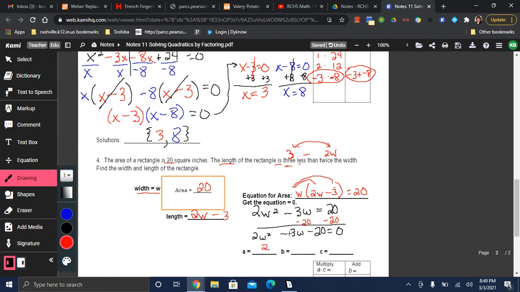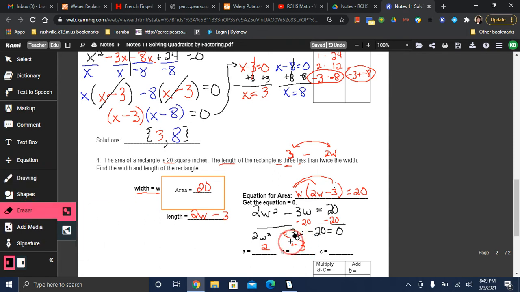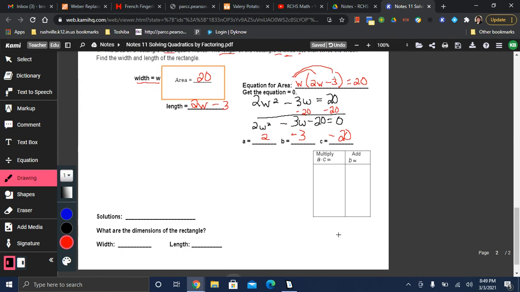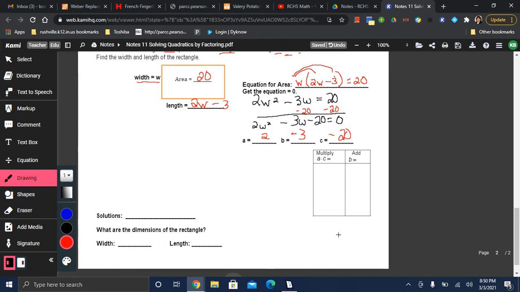My A is 2, my B is negative 3, and I have an extra mark there I'm going to fix. And then my C value is that negative 20. Notice that I'm including those negative signs. So now this should look familiar.